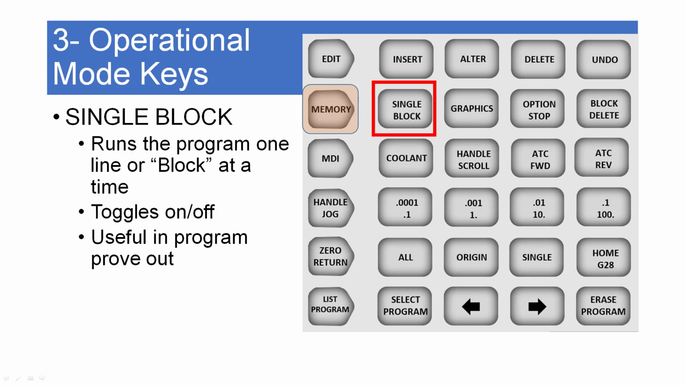We will use this key to prove out portions of programs and slow automated operation of your NC program during checkout. When you're in single block, you'll see a single mode icon appear in the lower portion of your screen as shown.